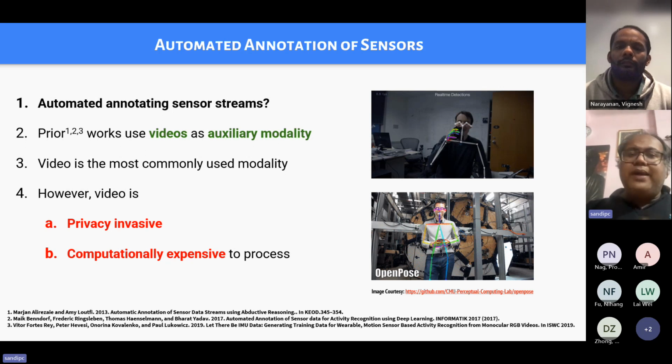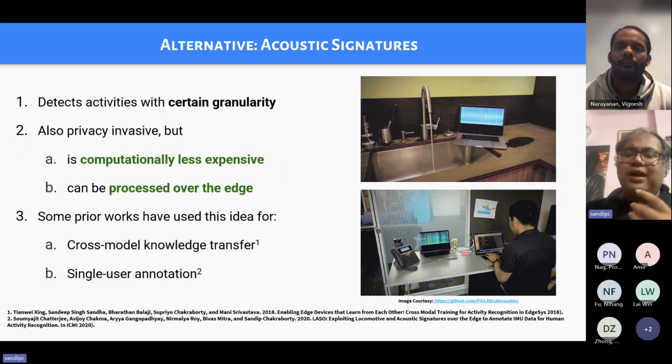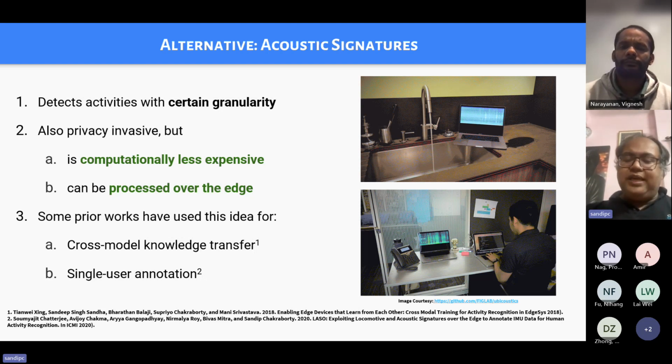So we thought about whether we can use some alternate modality to do that. One thing that came to our mind was the acoustic signal. Now, from the privacy perspective, you can still say that the acoustic signal is privacy sensitive as well.